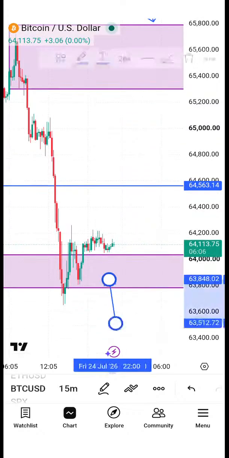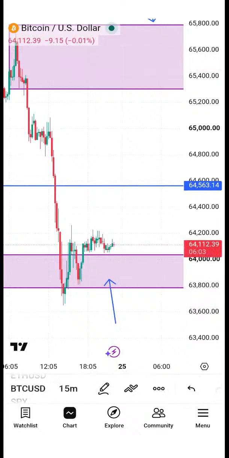Now, what I personally look for at an area where I'm looking to take a trade, whether it's support or resistance, I look for three things. Number one, I look for liquidity sweep. Number two, I look for failure to swing. Number three, I look for change in direction, or change in state of delivery. Those are the things that I look for around these areas.